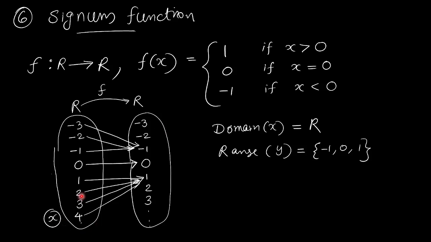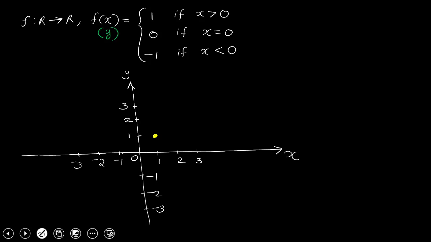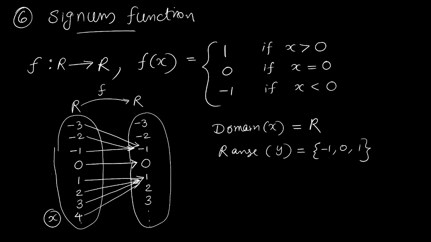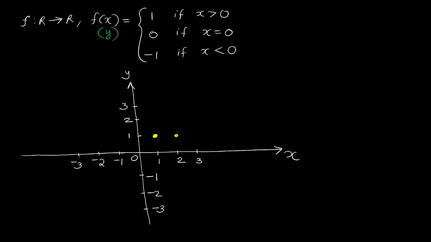When x equal to 2, the corresponding value of y is 1. When x is 3, y is also 1. When x is 4, y is 1. If you include the fractions, you will get more points, but it will look like a horizontal line. So this side you will get a horizontal line.